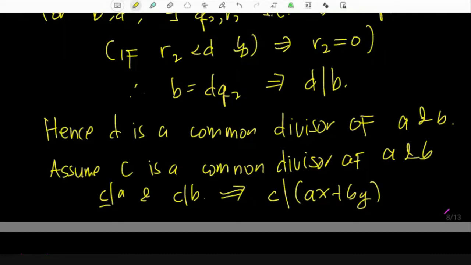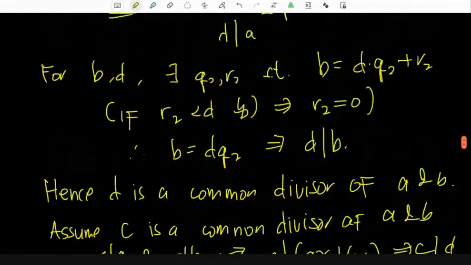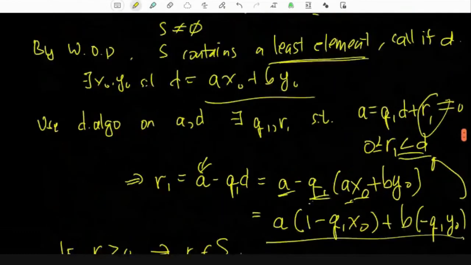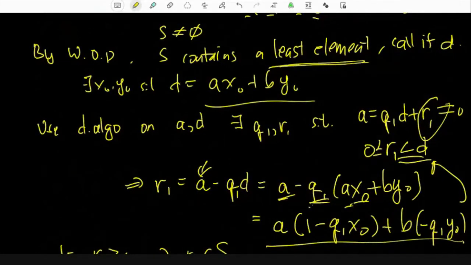Okay. Pero di ba si D is a linear combination? Tama? So that would imply na C divides D. Kasi linear combination siya eh. Meron tayong D equals AX0 plus BY0. Eh, nakita natin na pag ang C common divisor, then C must divide any linear combination of A and B. In particular, C divides D.